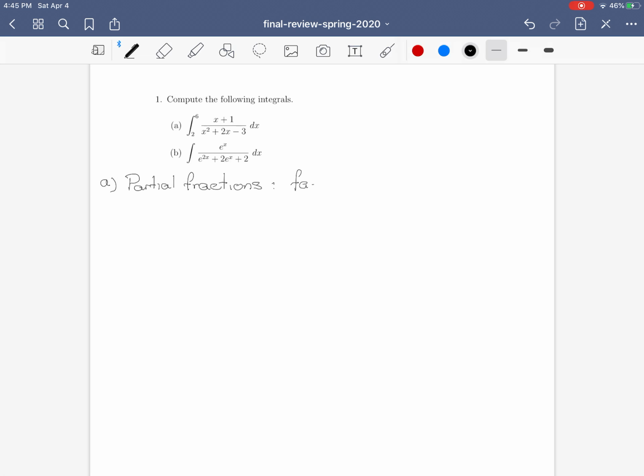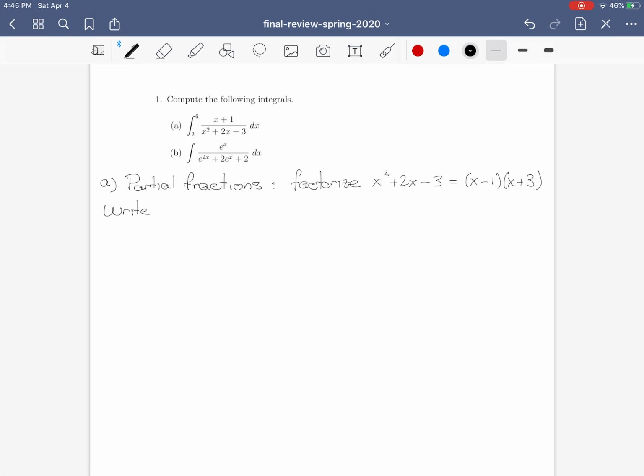So first let's factorize the denominator, x squared plus 2x minus 3. If you take a moment to think about it, you'll work out that one of the roots is x equals 1, and then from that you can easily find that the other root is x equals negative 3. Okay, so we can factorize this quadratic as x minus 1 times x plus 3.